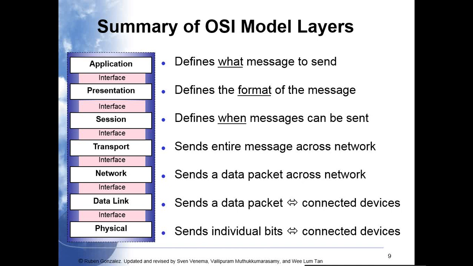And at the bottom layer, the physical layer, well, it doesn't work on packets. It says, I've got a packet. What are the bits in this packet? And I'm going to send these bits one by one as some kind of signal right across this network, and I send it to my neighbor.